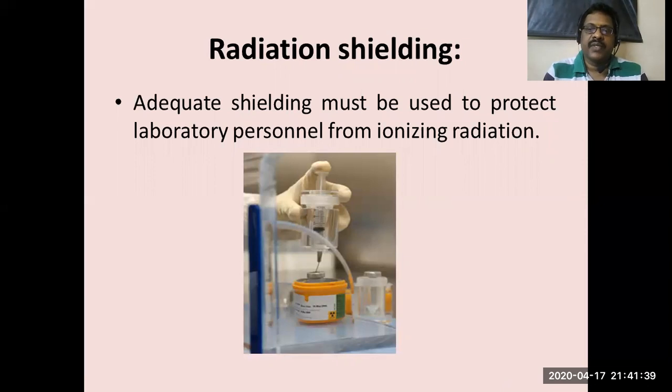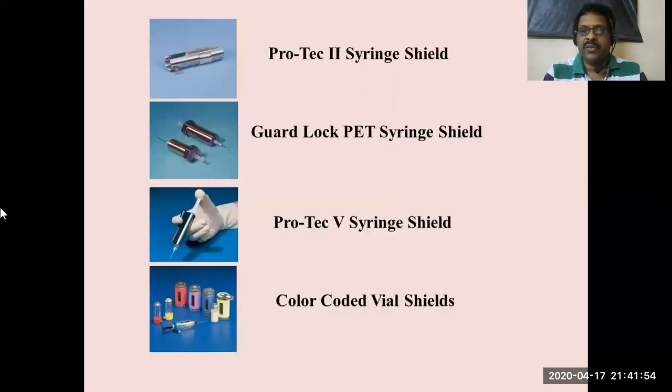Radiation shielding is very important for protecting ourselves from the radiations. So while handling the preparations, proper shielding should be used. Adequate shielding must be used to protect laboratory personnel from ionizing radiations. So the personnel involved in dose strength dilutions, administering and handling the patients, those who are near the patients, and those who are involved in the production of radioactive pharmaceuticals should have all protective measures.